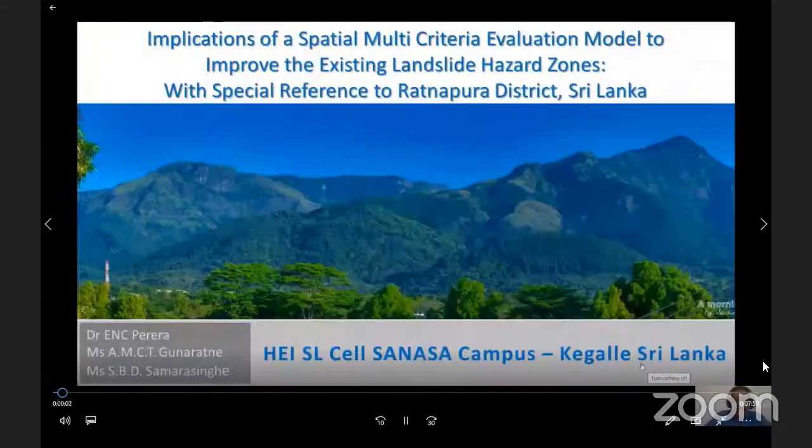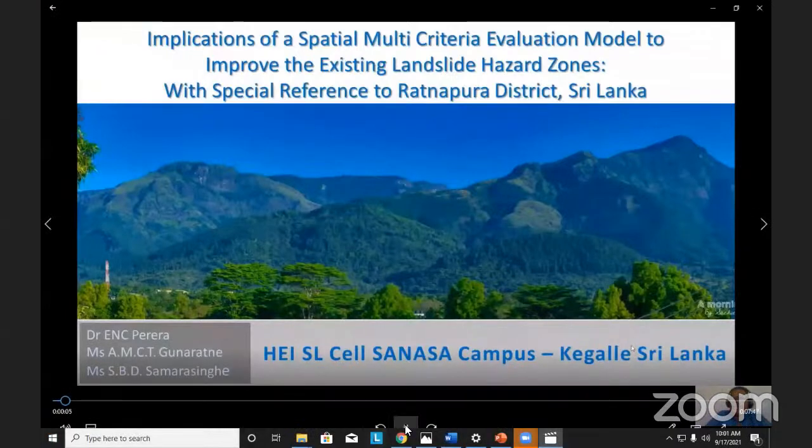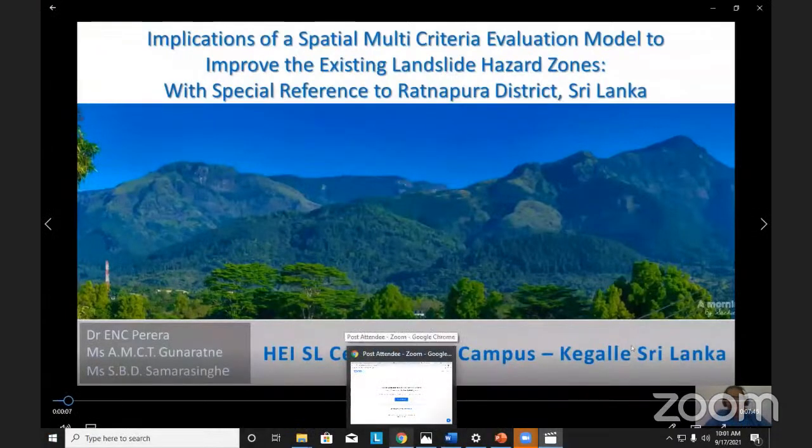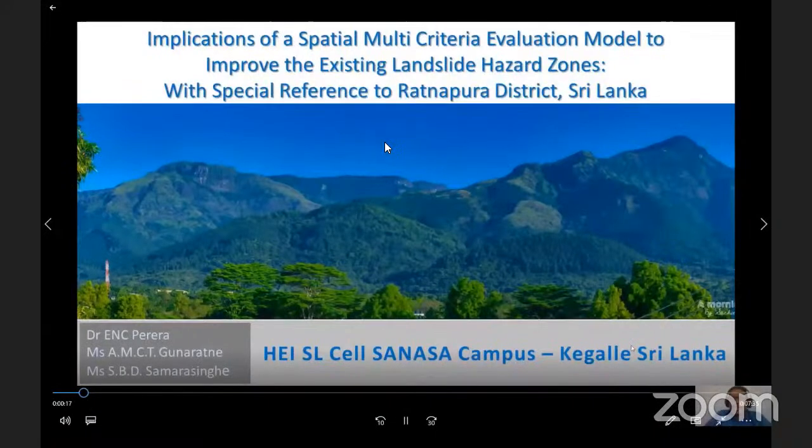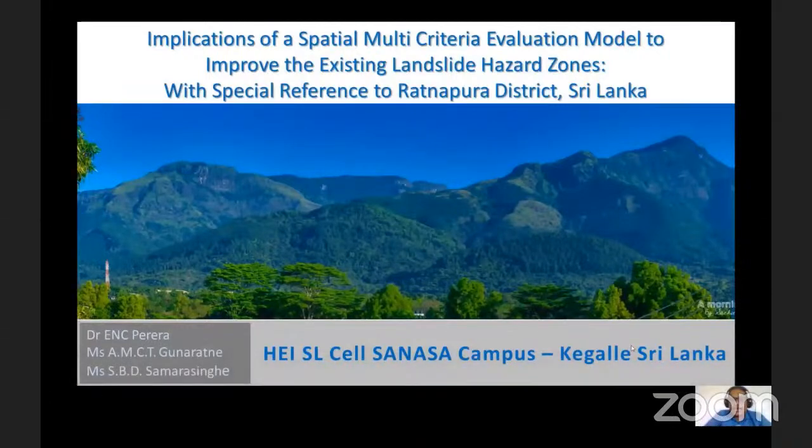We are conducting research to develop a landslide risk index for Sri Lanka. As a part of this study, we introduce a new method to improve the existing landslide hazard zonation in Sri Lanka. This study was conducted in Ratnapura district.